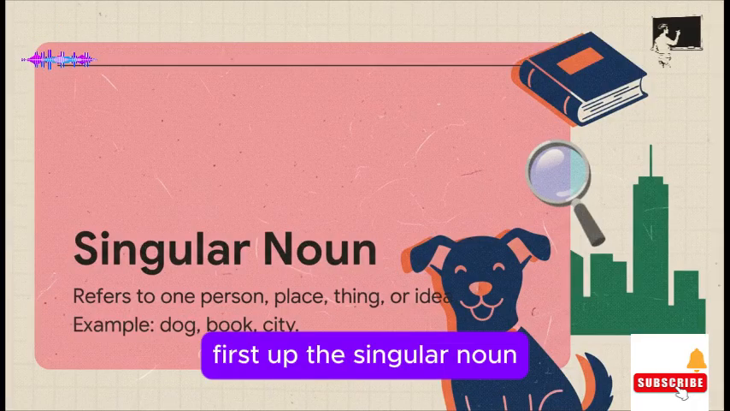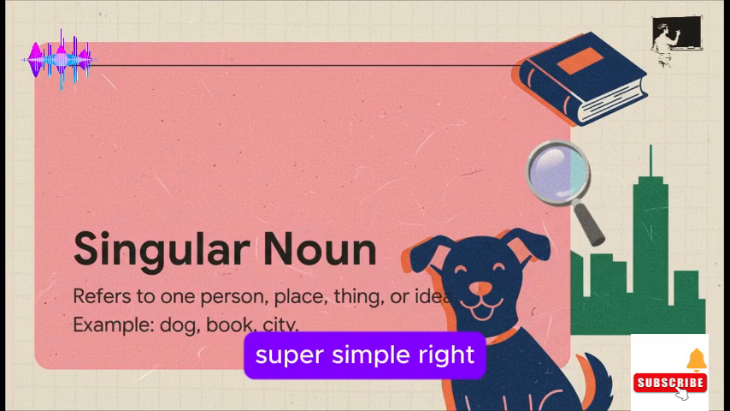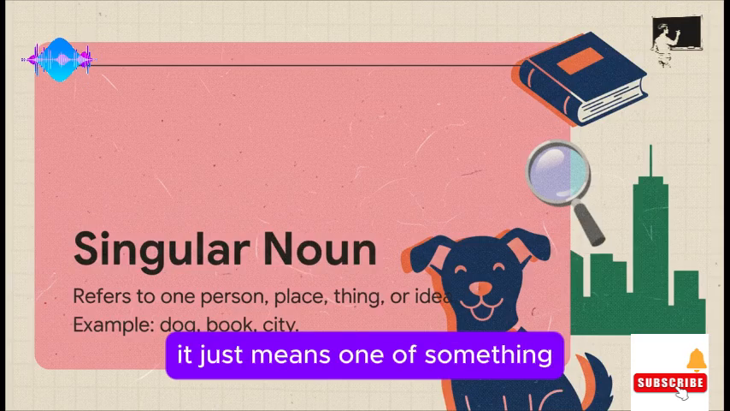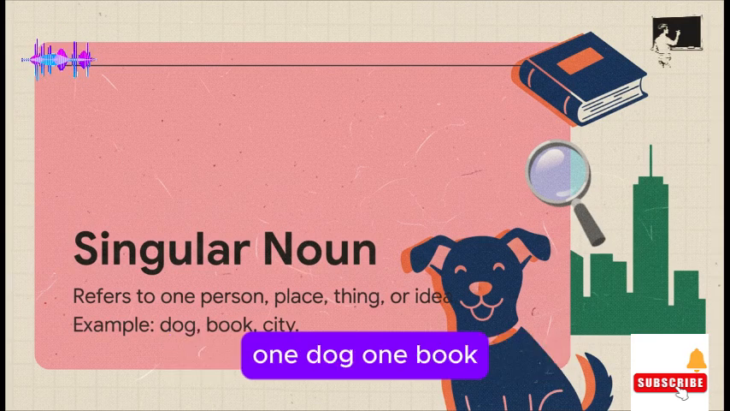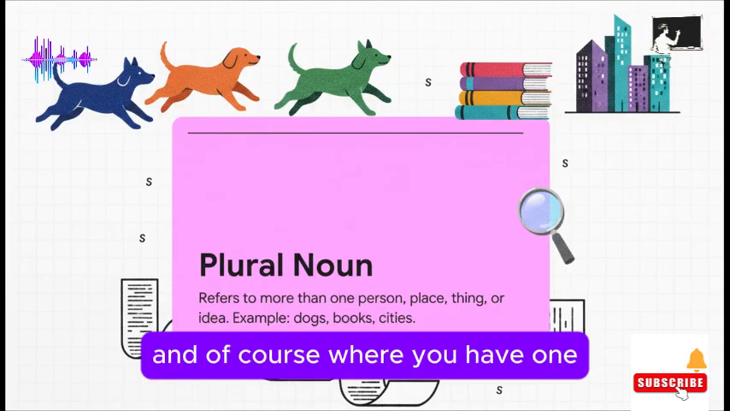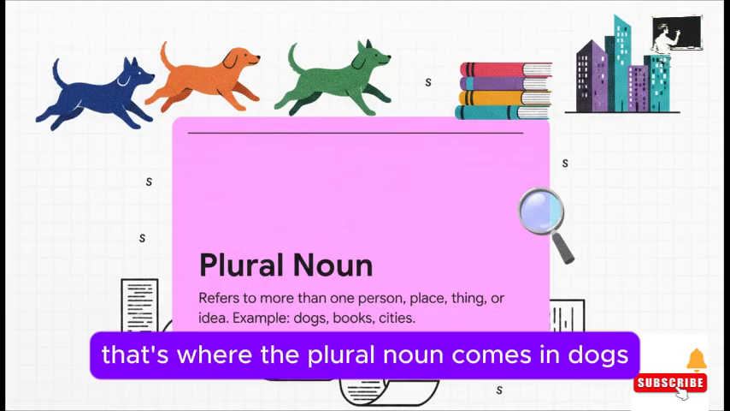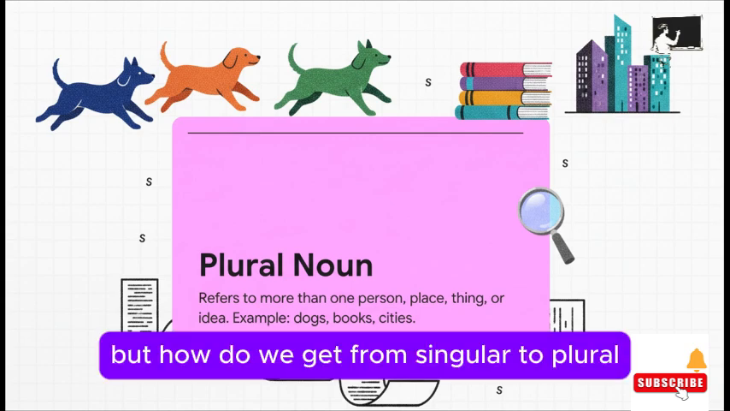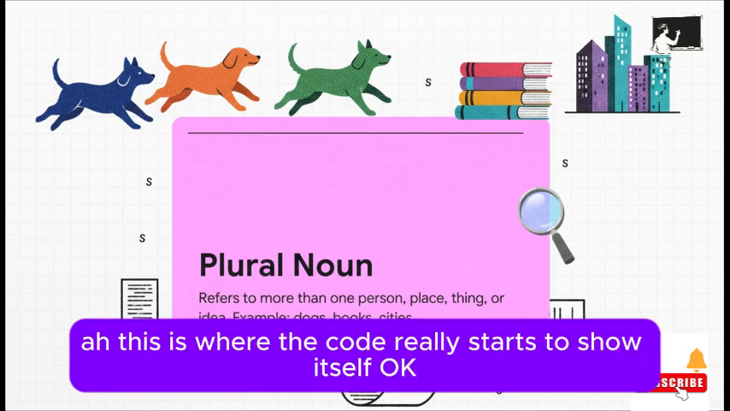First up, the singular noun. Super simple, right? This is our starting block. It just means one of something. One dog, one book, one city. Easy enough. And of course, where you have one, you're going to have more than one. That's where the plural noun comes in. Dogs, books, cities. But how do we get from singular to plural? This is where the code really starts to show itself.